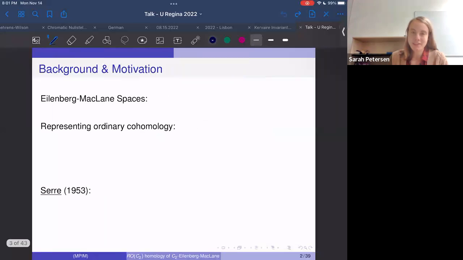So I'd like to begin with some background and motivation for considering the homology of Eilenberg-MacLane spaces. As we might recall, Eilenberg-MacLane spaces are these very classical objects, K(G,n), where G is a group and n is a number, and these have the property that their homotopy is concentrated in a single degree. So pi star of this Eilenberg-MacLane space, which I'll abbreviate as K_n, is going to be G if star is equal to n and 0 otherwise.